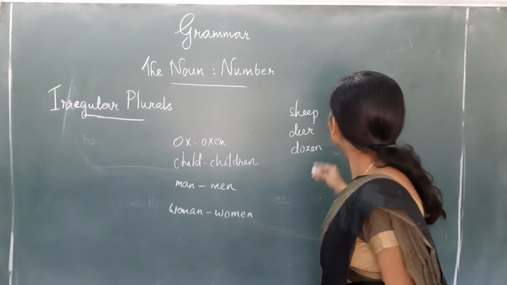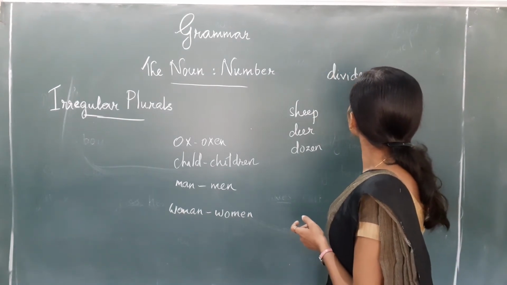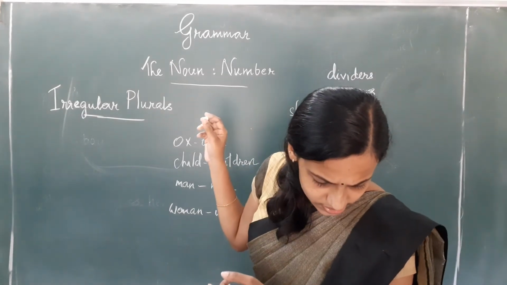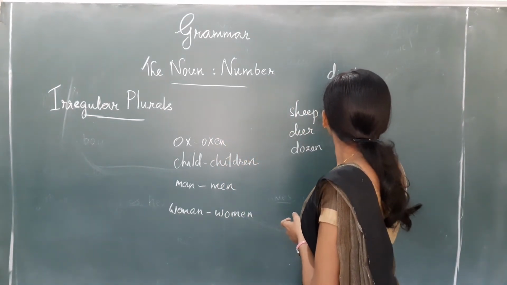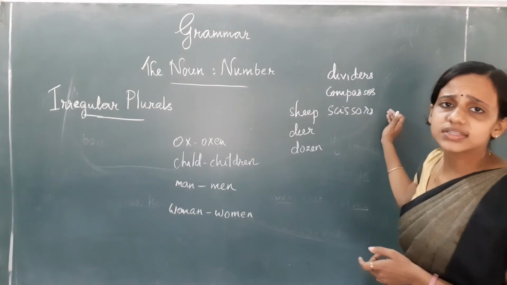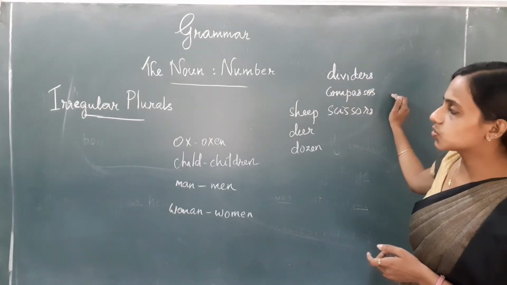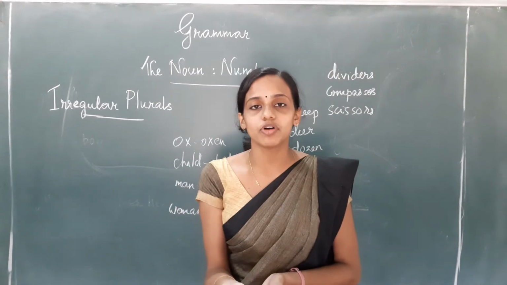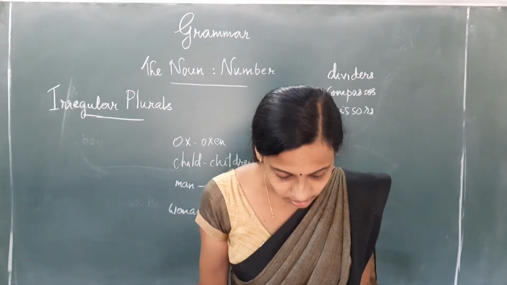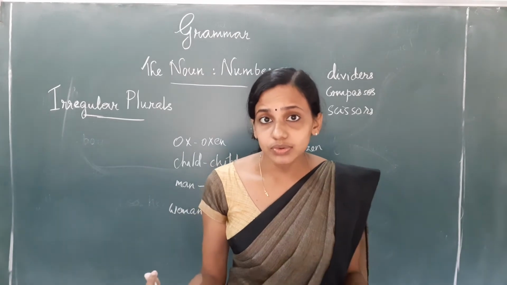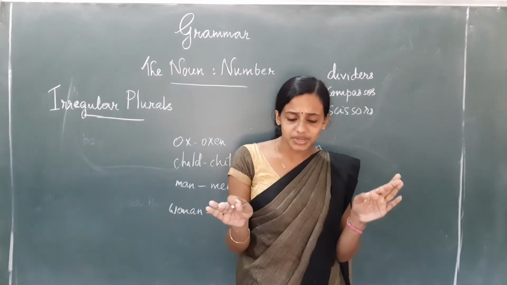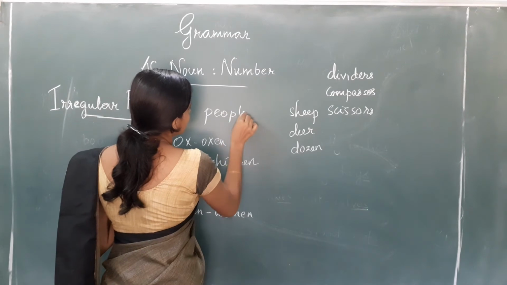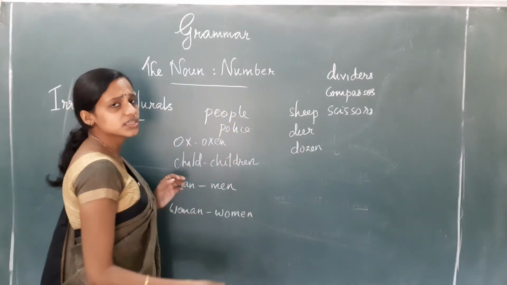In some words, dividers, compasses, then scissors. All these words always stand in plural. We will not say the singular of these words. Then another case, some words are used only in plural form, that is politics, mathematics, physics, mechanics, news. All these are used as plural forms. They don't have any singular form. Then people, police, etc. don't have any plural form.